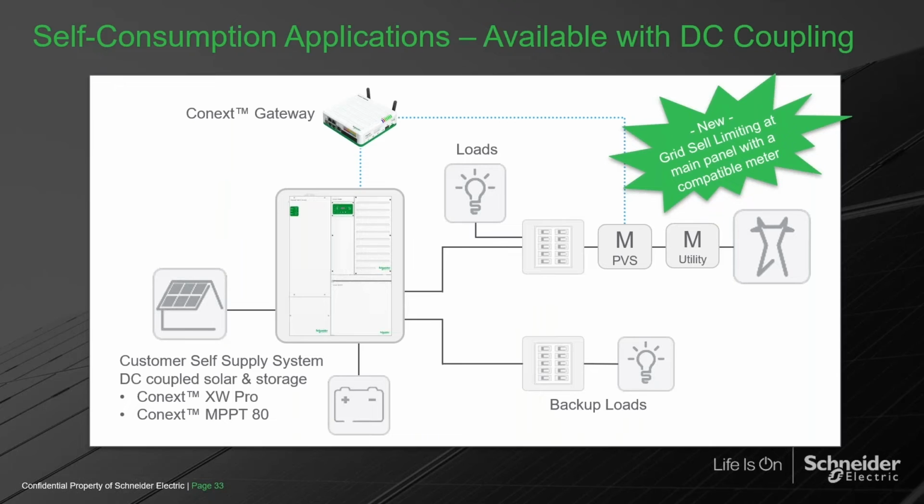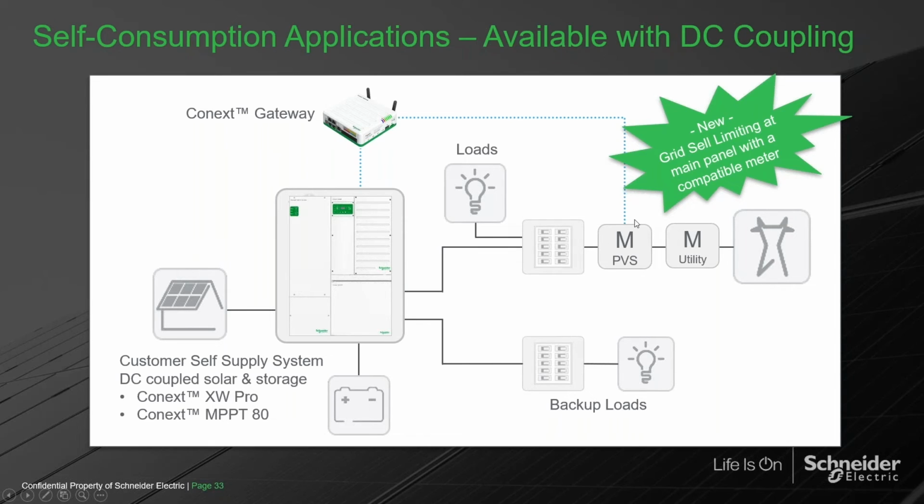Now with the XW Pro, in combination with the gateway and an external meter, we can do this. Connect it to the grid, but we're not able to export power. Okay, so now we have the power from the array. First, always backup loads. Backup loads always go first. If I have any excess power, then that will go out as export. The XW Pro will push out like it was selling or exporting out to the grid.